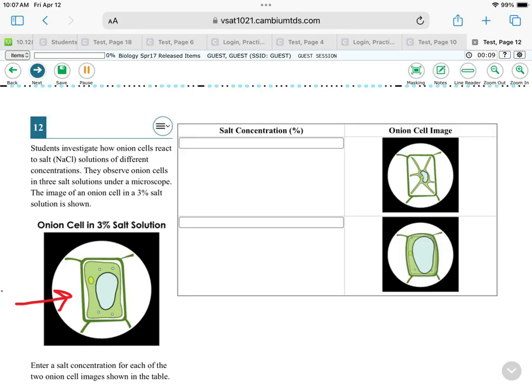So what they want to know is what concentration of salt would cause it to shrivel up completely, and what would cause it to swell up. If it's starting to shrivel a little bit in a 3% solution, a higher salt solution would cause it to shrivel maybe completely. So if you said 4%, 5%, or 10%, any of those, I believe, would get you full credit. It just has to be a higher number than 3.